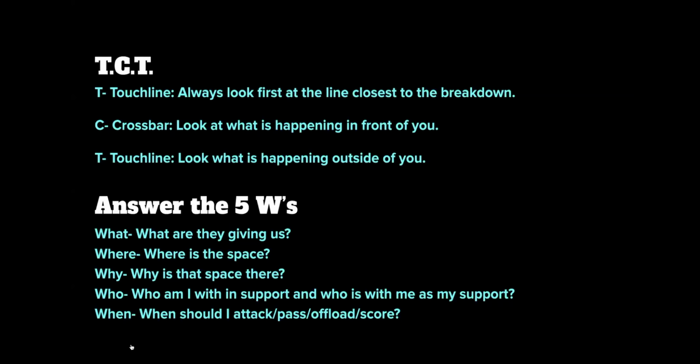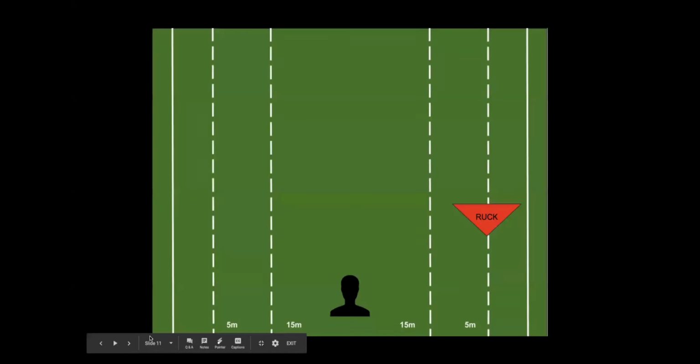Who am I with in support and who is with me as my support? Again, you heard me mention that in part 1, we're going to have in groups of 3. You should understand in what group of 3 you're working in and what is your job inside of that group of 3. Last, when should I attack, pass, overload, offload, and or score? So we'll get more into that, the understanding of that. But for right now, TCT and using your TCT to answer the 5 W's is what we're working on and talking about. So let's look at this situation here.